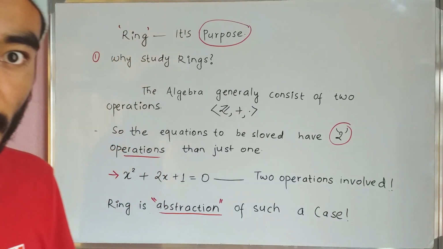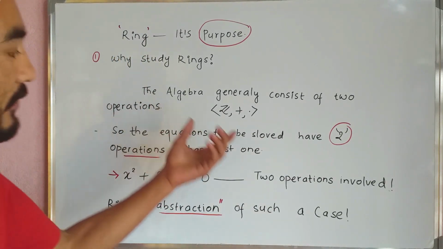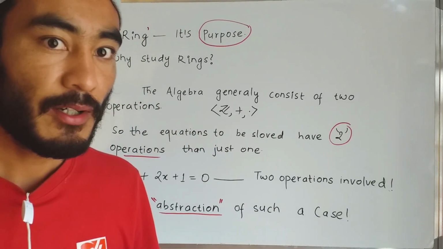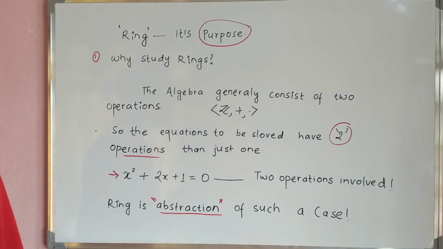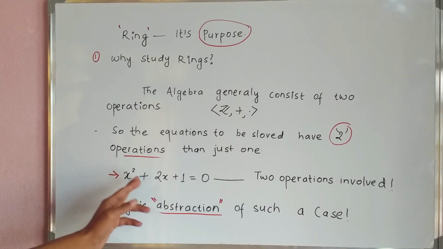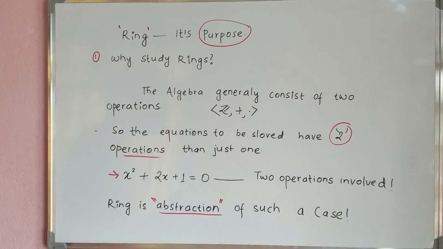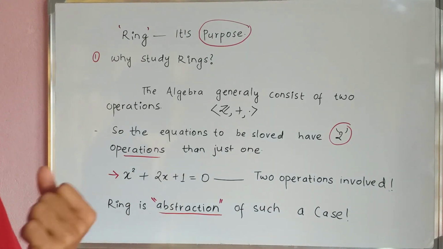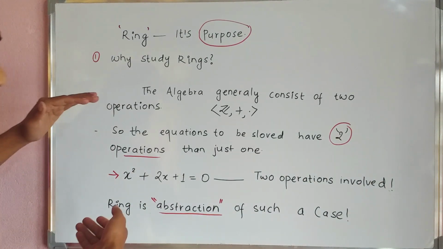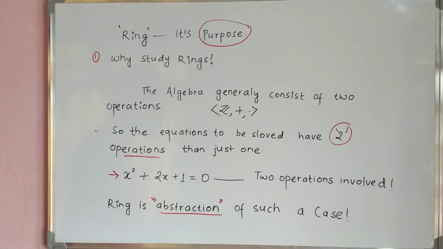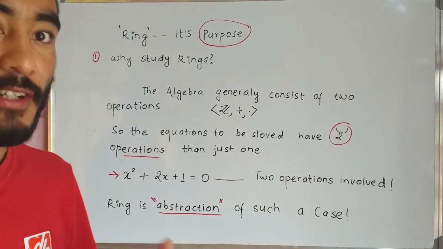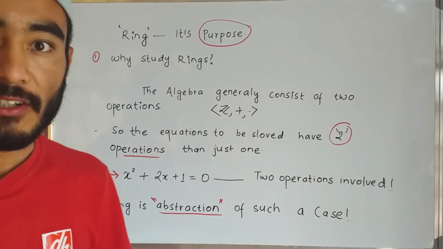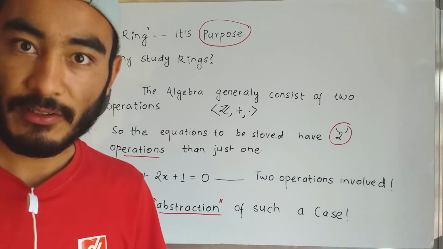Because our algebra consists of two operations, the equations to be solved, the equations in our hand, also consist of two operations. Take an example of this equation, x squared plus 2x plus 1 equals 0. It involves two operations. And the type of equations we'll be dealing with are also of this type. And a ring is the abstraction of such a case. It is the abstraction of our algebra with two binary operations.